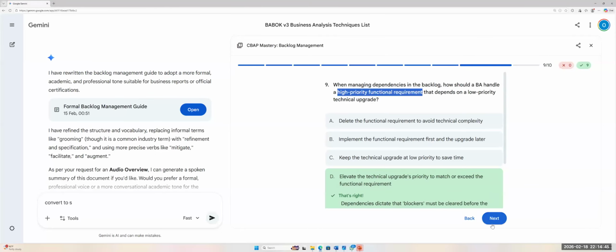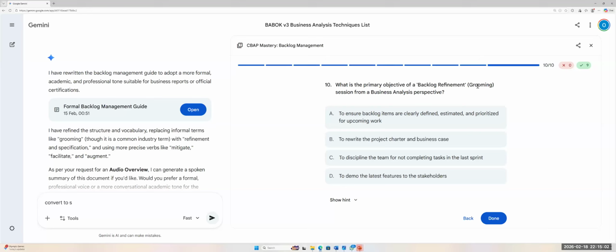The final one. I can see people are tired, so people are already dropping off. My president, are you still there? That's the last question. What is the primary objective of backlog refinement? I think they used to call it grooming in the olden days, but later they changed it to refinement. Some people still call it grooming.